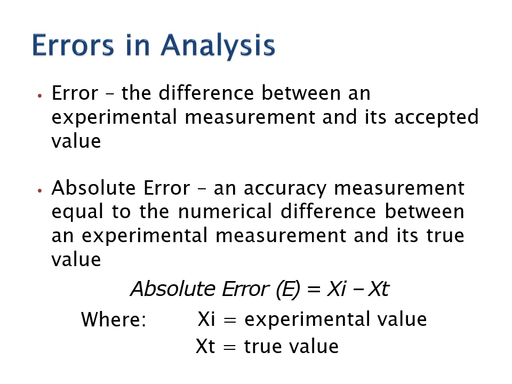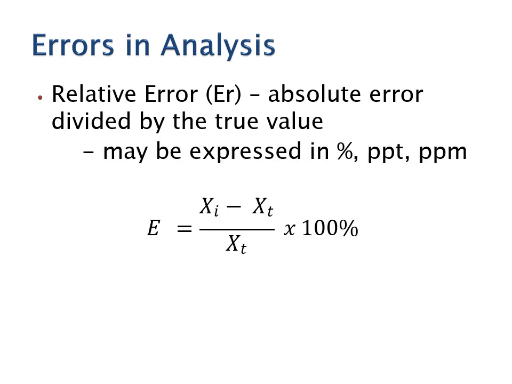So absolute error is an accuracy measurement equal to the numerical difference between an experimental measurement and its true value. So absolute error is experimental value minus the true value. So, relative error naman is the absolute error divided by the true value. It may be expressed in percentage, ppt, or ppm. So, here's the formula for the relative error.